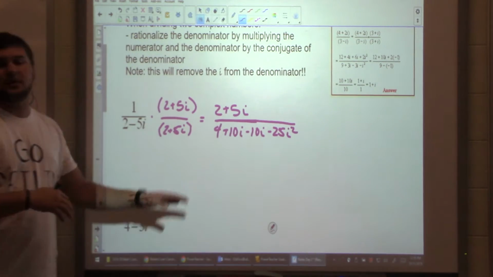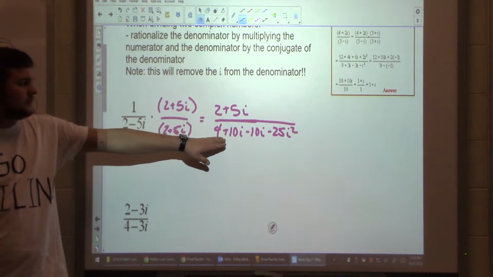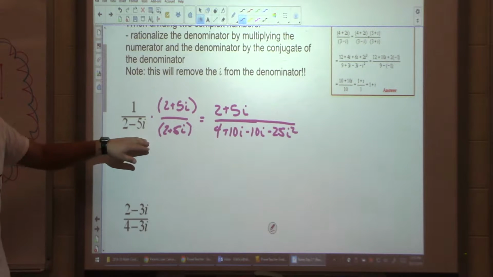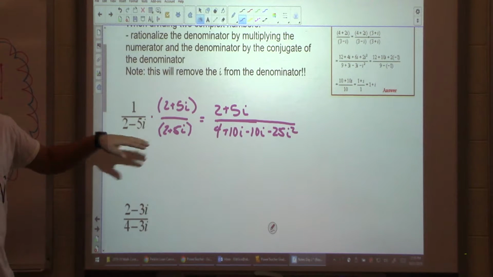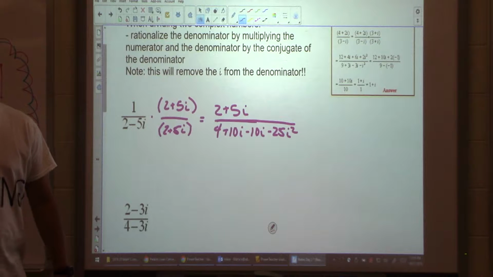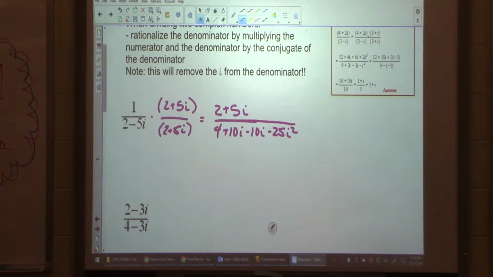Now, instead of foiling every time and writing it out, if you want to do the shortcut, could you probably do that? Yeah, go right ahead. I'm going to write it out these first few times, though, just so you guys can see it. But I might start using the shortcut later. Okay?